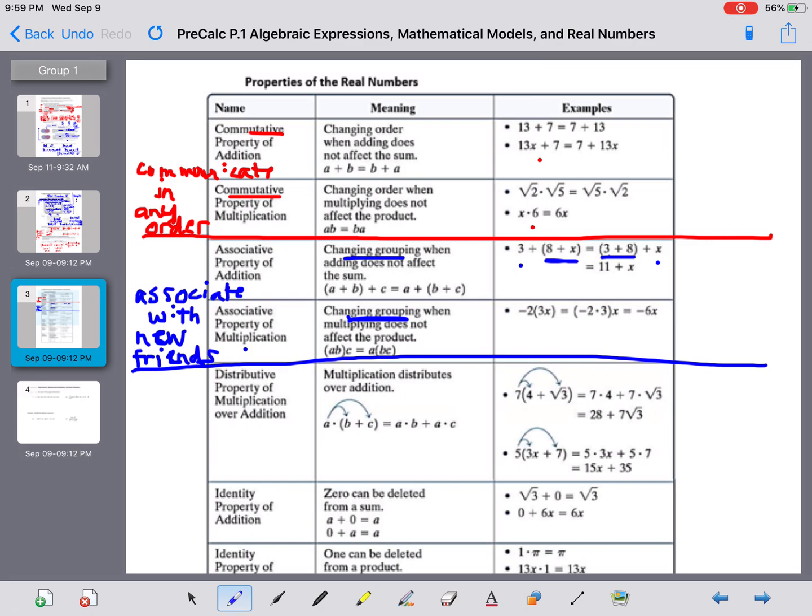The same thing with multiplication. 3 and x were hanging out together while negative 2 was by itself, but I could put the negative 2 and 3 together in their same grouping and have x hang out by himself. So that's where I associate with new friends, it's a grouping. I'm looking for parentheses. I'm looking for things differently to be put together when I associate.